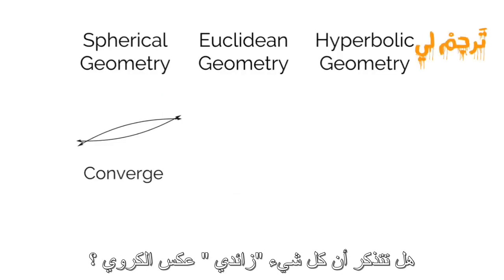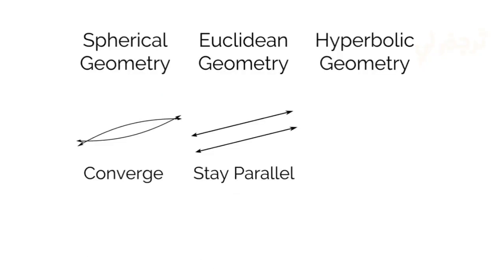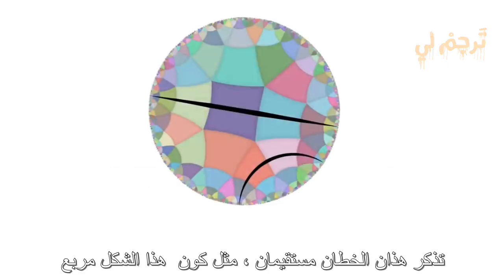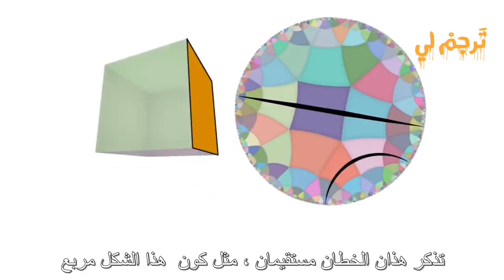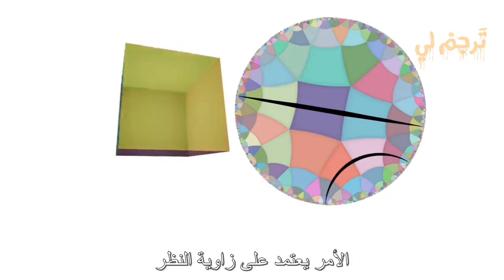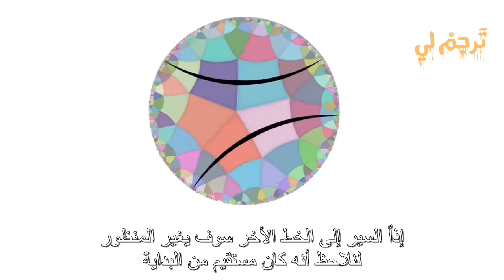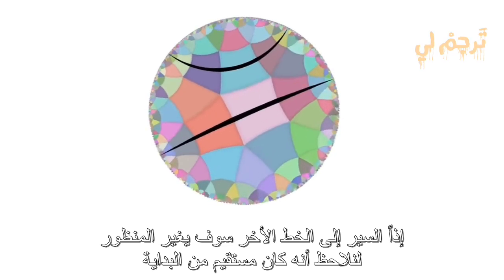And remember how everything hyperbolic is the opposite of spherical? Well, in hyperbolic space, lines will always diverge. Remember, both of these are straight lines, just like how this is actually a square. It just depends on what angle you're looking at it from. So walking over to the other line will shift the perspective to see it was straight the whole time.